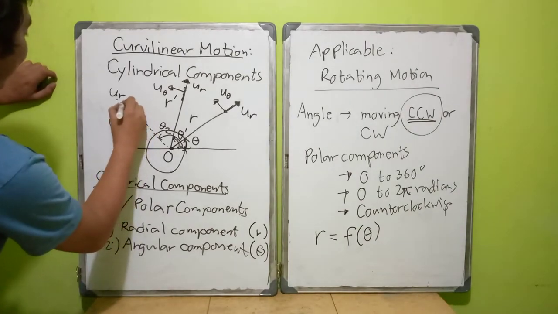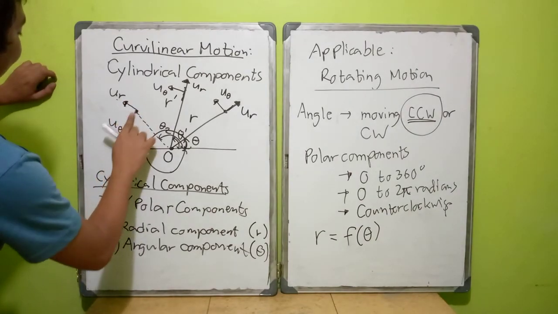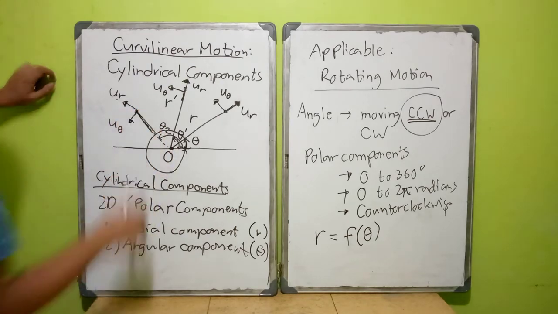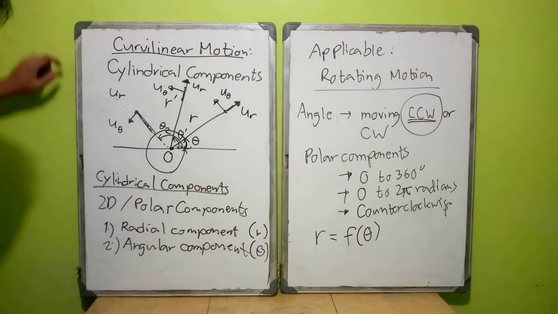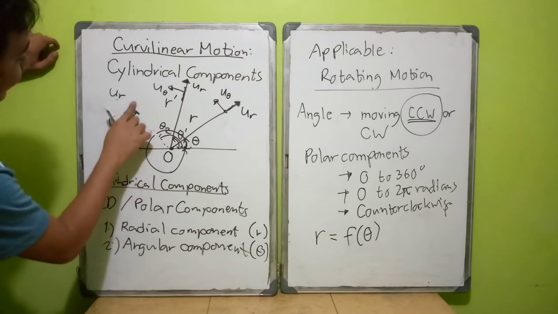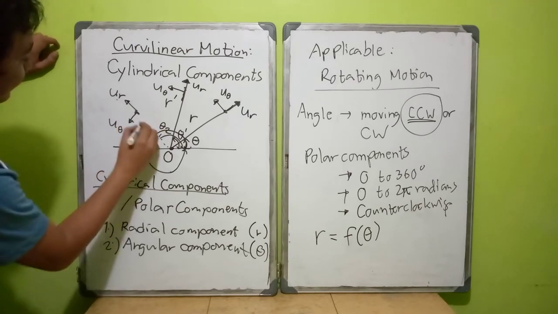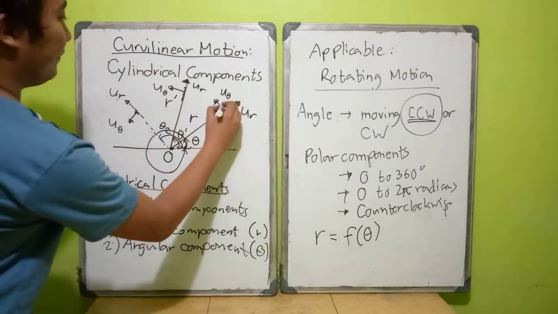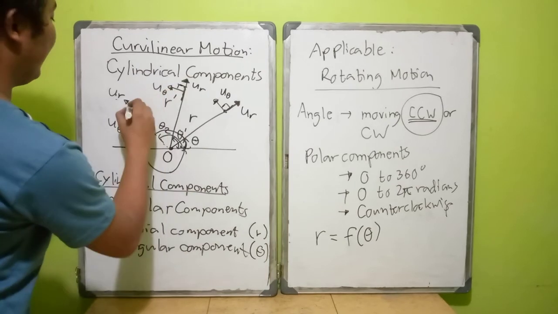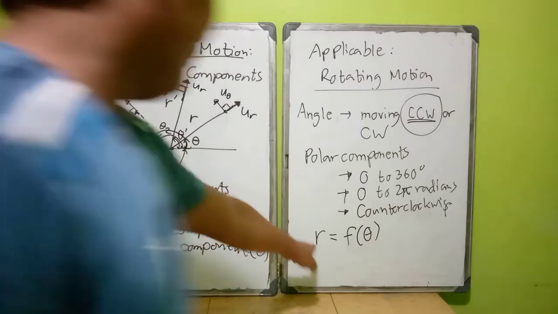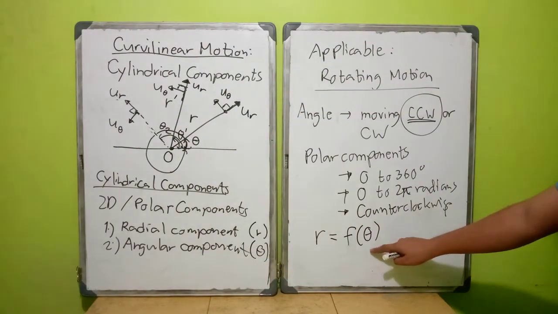Let us make this more beautiful to look at. It should be straight. That is how you draw it. If this is your theta, your UR should be in this manner. Please take note that your UR and your U theta should be 90 degrees to each other, or perpendicular. So your R is a function of your theta.